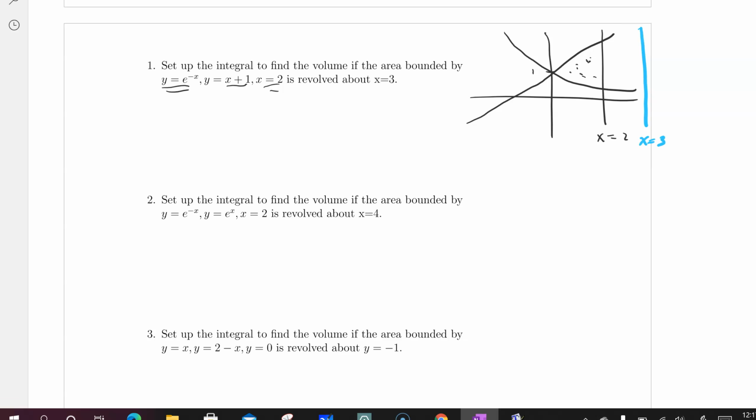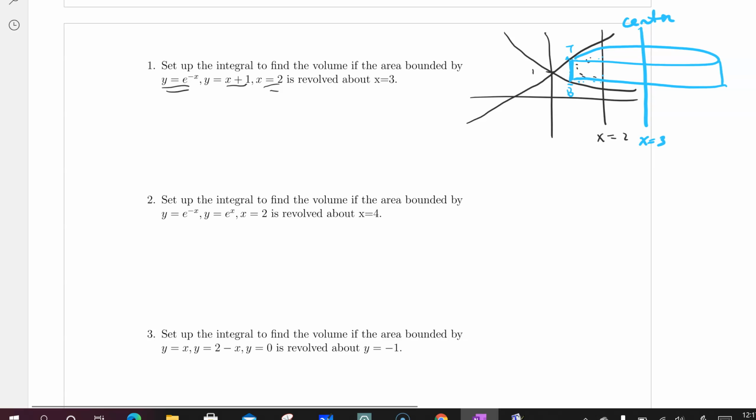So that's my center. Okay, so let's think about how we want to draw the rectangles. Do we want to draw them perpendicular to the axis of rotation? If I do, I'd have two different bottom functions, right? The bottom function here, bottom function here. That's not a good choice. So let's draw them parallel to the axis of rotation. Then they all have the same top function. They all have the same bottom function. Okay, so parallel it is.